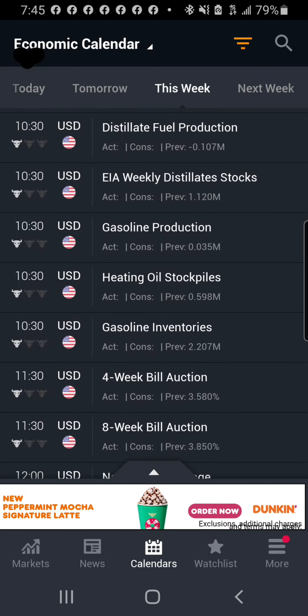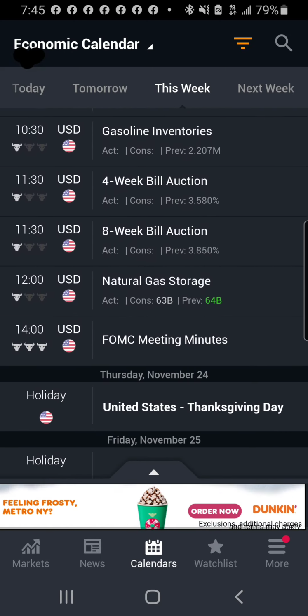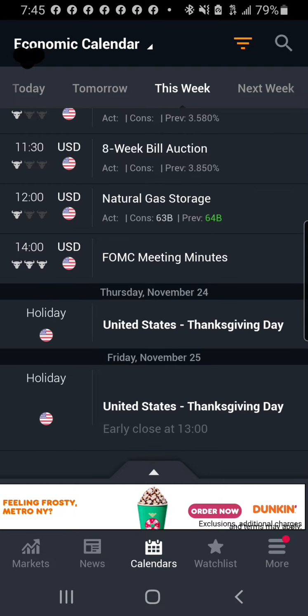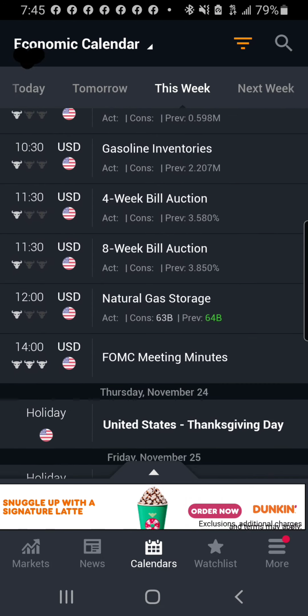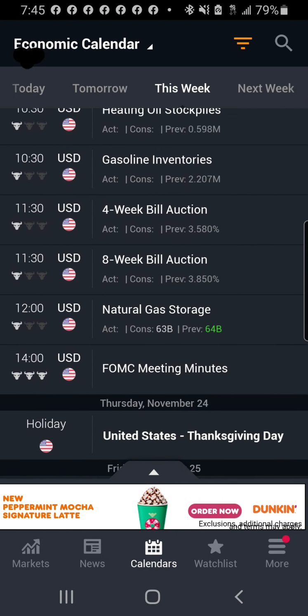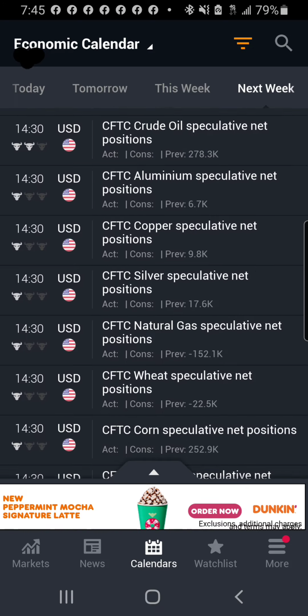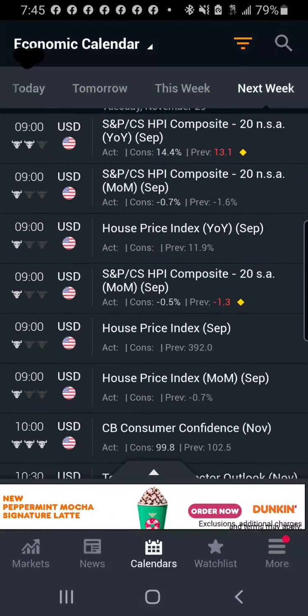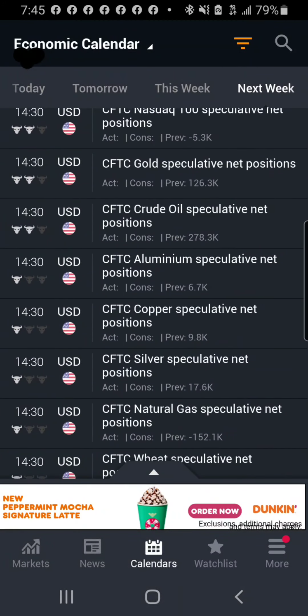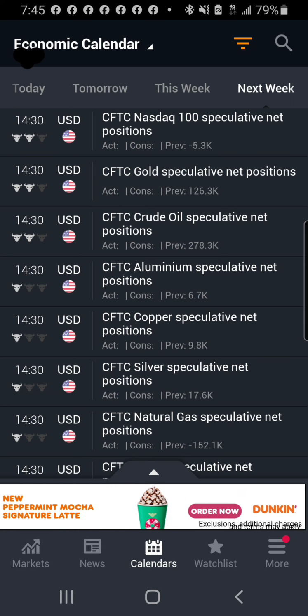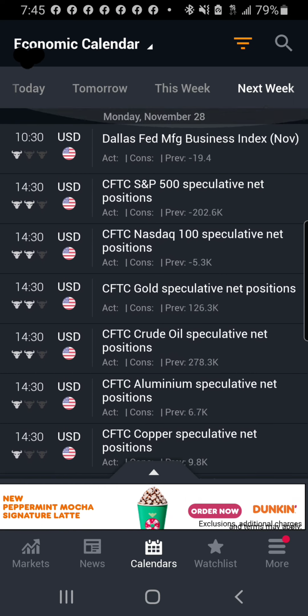I may write them down on a sticky note or something, or I'll write them down in my notebook, and I'll set an alert on this app as well, so that I can be mindful of things that are coming up. I also will put it on my actual calendar, my Google Calendar for my phone, so that it lets me know when these things are about to be reported.